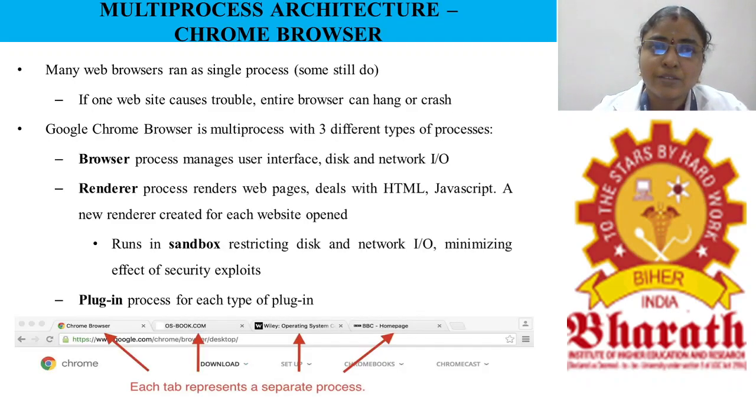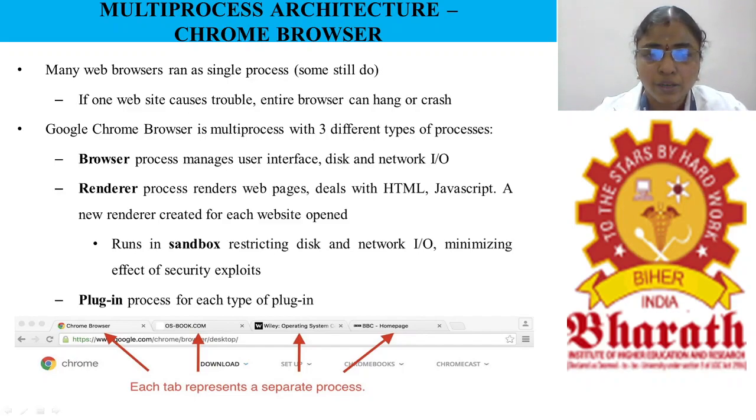Then multi-process architecture. An example is our Chrome web browser. Many web browsers run as a single process, and some still do. If one website causes trouble, the entire browser can hang or crash. So the Google Chrome browser is multi-process, with three different types of processes: first the browser, second the renderer, third the plugin.